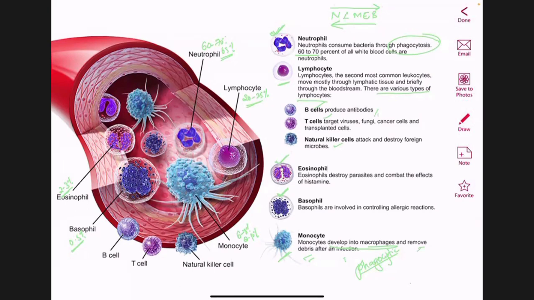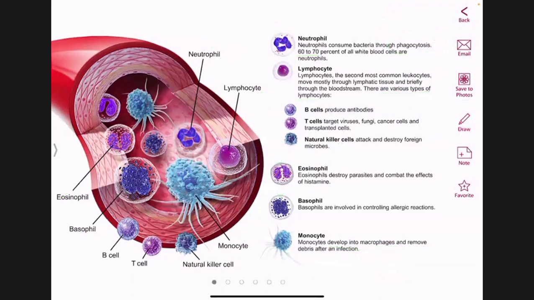T cells help in cell-mediated immunity, and B cells help in antibody-mediated immunity, humoral immunity. Yes, very good. I hope everything is clear about the WBCs now. Yes, sir. Okay.